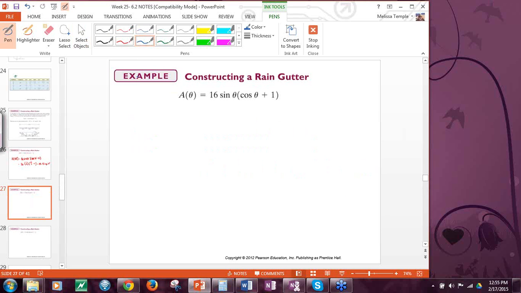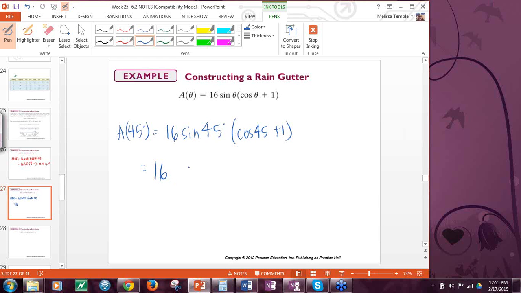Let's try it at 45 degrees. Let's see how much area I would have if I bent my aluminum at an angle of 45 degrees. So again, just replace all of your thetas with 45 degrees. So 16 times sine of 45 times cosine of 45 plus 1.